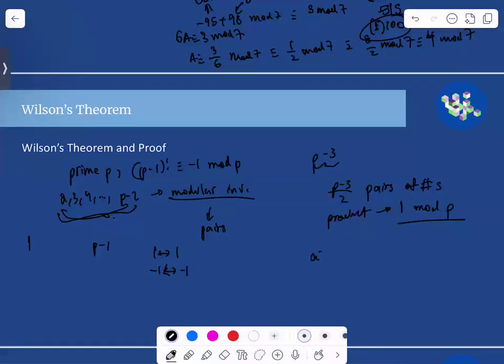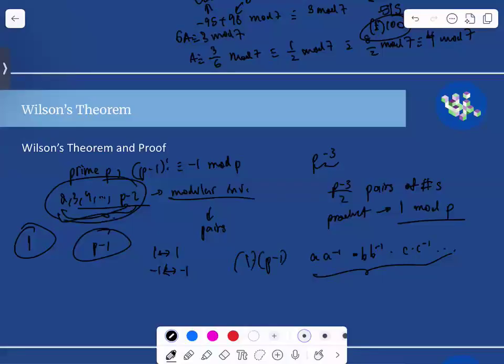So it's like we have A times A inverse times B inverse times C inverse, and so on. You can form all of this from the residues from 2 to p minus 2. Then you have two residues left, 1 and p minus 1, that you can't pair up to get a product of 1 mod p. This thing is 1 mod p, and the only thing left is p minus 1. So the product p minus 1 factorial is congruent to p minus 1 mod p, and that's congruent to negative 1 mod p.